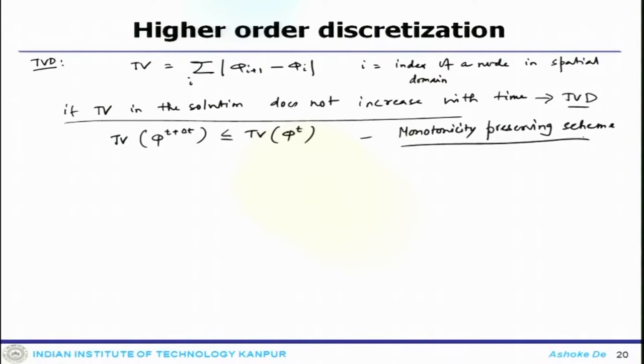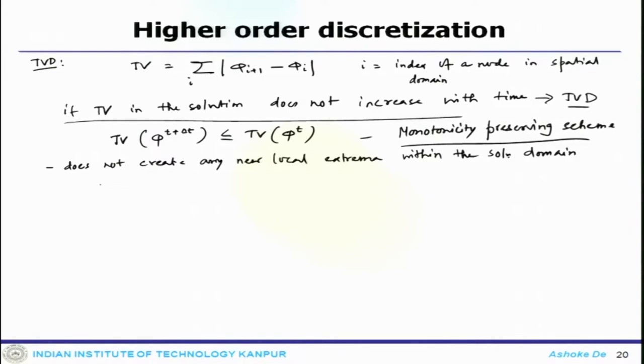Unless the monotonicity is preserved, the scheme actually loses the property of higher order resolution with stability. So, that means a monotonicity preserving scheme does not create any new local extrema within the solution domain. That means, in other words, one can say that the value of a local minimum is non-decreasing and the value of a local maximum is non-increasing.